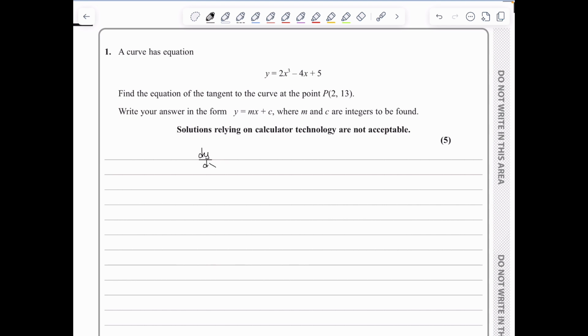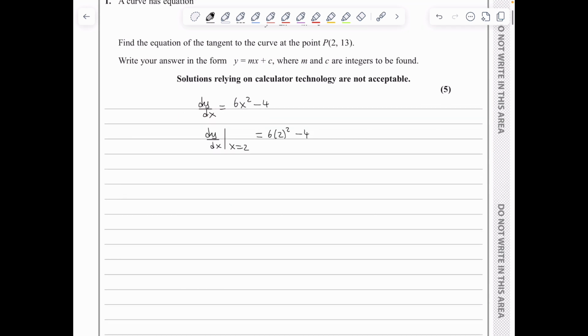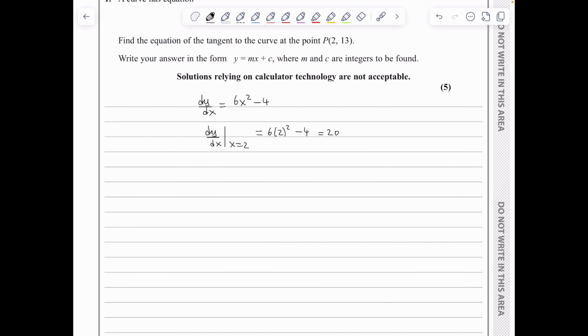We know that when we differentiate, we multiply by the power and we deduct 1 from the power. So 2x^3 will give me 6x^2. The -4x will give me -4, and the 5 vanishes because it is just a constant. I will proceed by evaluating the derivative at the particular point where x is equal to 2. So this is 6 times 2 squared minus 4, which gives an answer of 20. This is the gradient of the tangent at the point P.